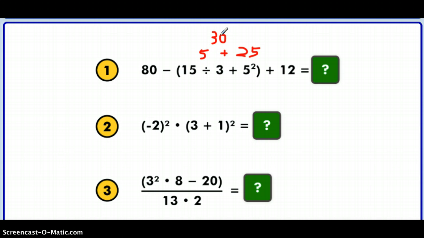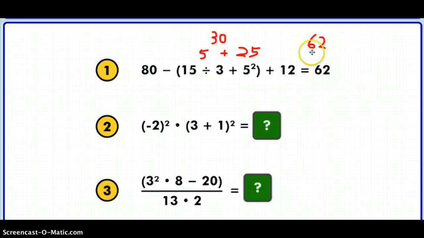So now we have 80 minus 30, taking this minus this, is 50 plus 12. Our answer should be 62. And looks like that checks out, and so we were correct with that one.